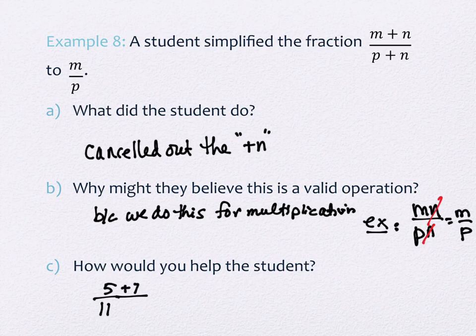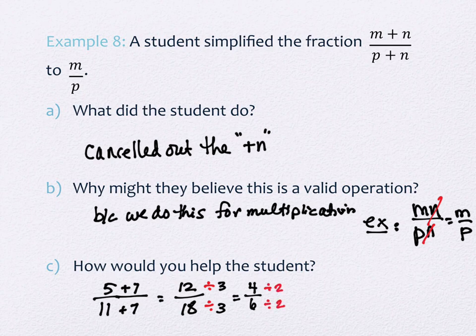7. 7, okay. So what's 5 plus 7? 12. How about 11 plus 7? 18. Now, 12 and 18 do reduce, so we managed to get something that's going to be able to be reduced, so we need to check that. So what will they both divide by? 3. What's 12 divided by 3? 4. And what's 18 divided by 3? 6. Oh, it gets better. We need to divide again. What can we divide by now? 2. All right, so if I divide these by 2, I get 2 over 3.